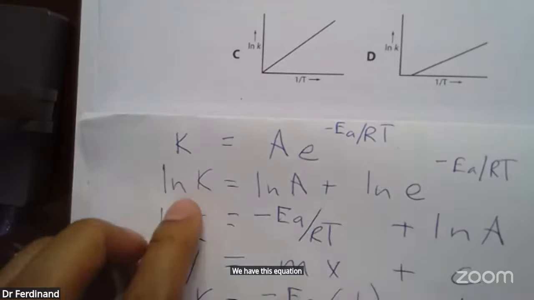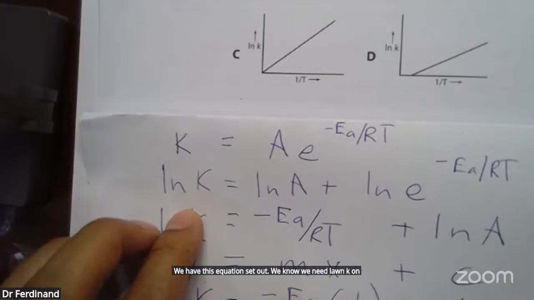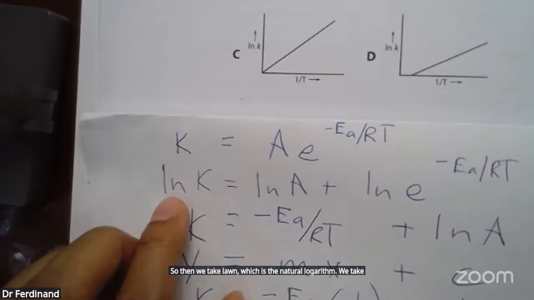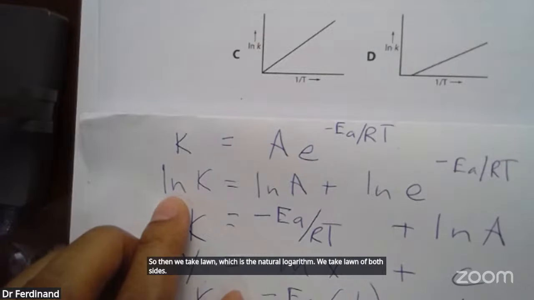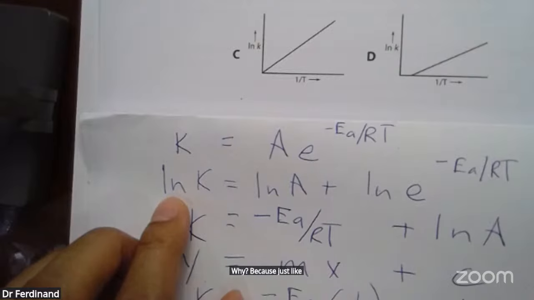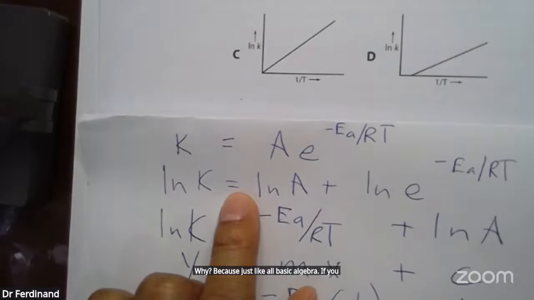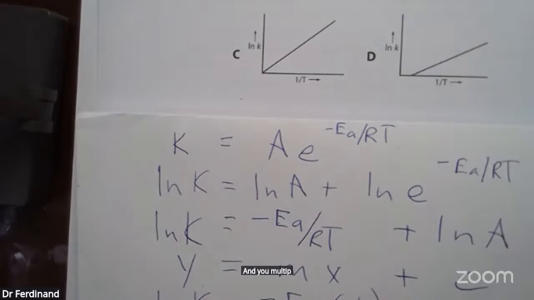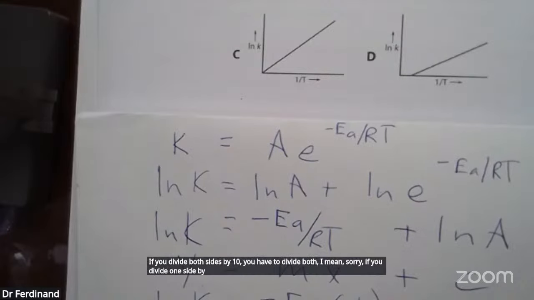We know we need ln K on the left-hand side. So then we take ln, which is the natural logarithm, of both sides. Why? Because just like all basic algebra, if you have an equation, an equal sign, and you multiply one side by 5, you have to multiply the other side by 5. If you divide one side by 10, you have to divide both sides by 10. Anything you do to one side of the equation, you have to do to both.